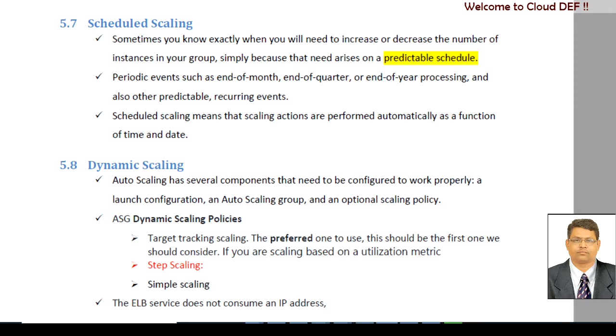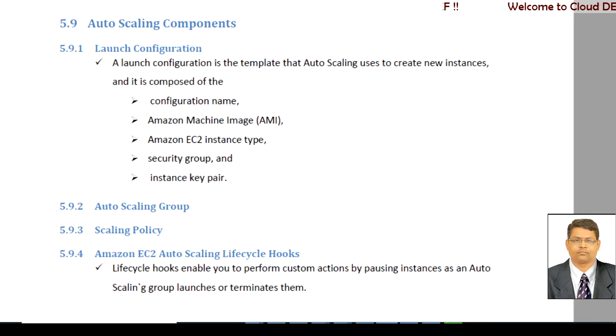A launch configuration is the template that AutoScaling uses to create new instances, and it is composed of the configuration name, Amazon Machine Image (AMI), Amazon EC2 instance type, security group, and instance key pair. 5.9.2 Auto-scaling group. 5.9.3 Scaling policy. 5.9.4 Amazon EC2 Auto-scaling lifecycle hooks.